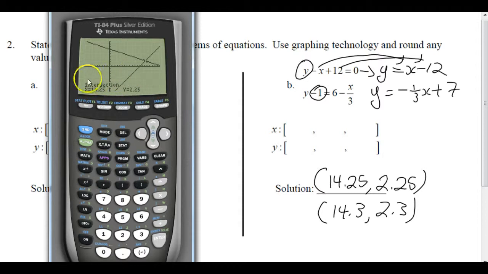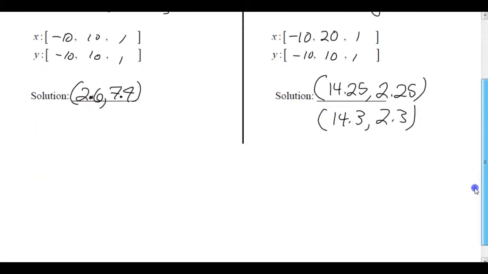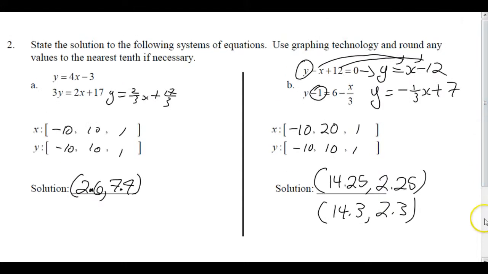Alright, I don't like doing that just because I think this is an exact value. So, we went negative 10 to 20 by 1s and negative 10 to 10 by 1s. We could have adjusted this further, but, you know, it satisfies what we've got. It's got the equation showing, so we'll be good with that.